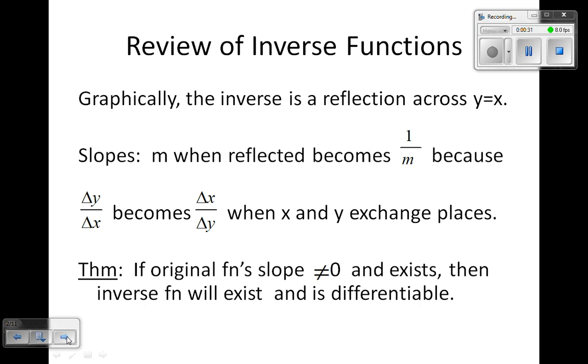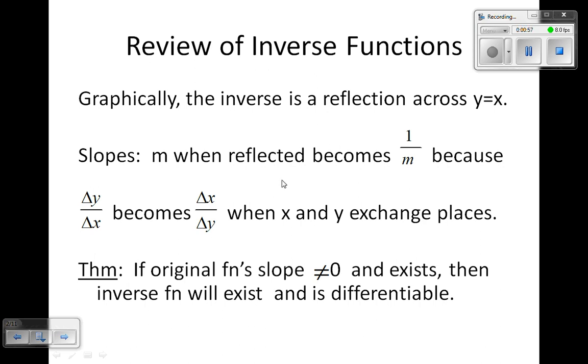Okay, so first of all, I know inverse functions may have been a while ago, and I don't want to assume that you remember them. So here's a quick review, just what inverse functions are. Graphically, if you have the inverse of a function, then what you're doing is reflecting the curve across the line y equals x. So whatever your original function is, picture the line y equals x and reflect it across that. The new picture you get would be the inverse of it.